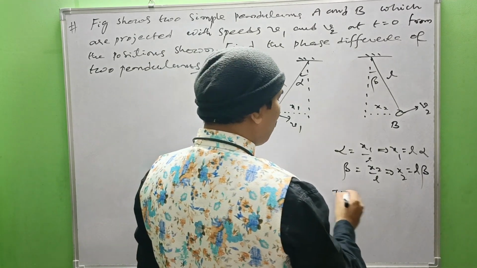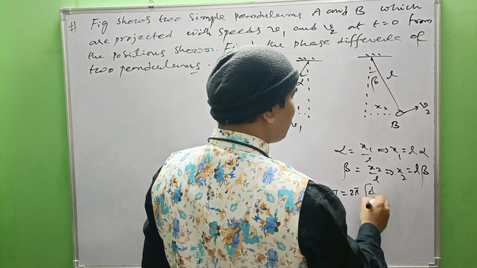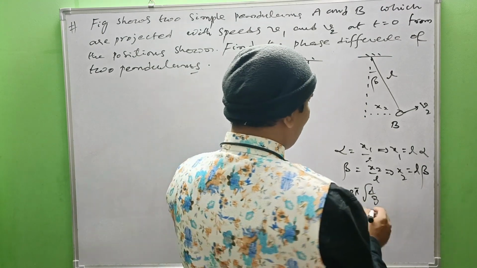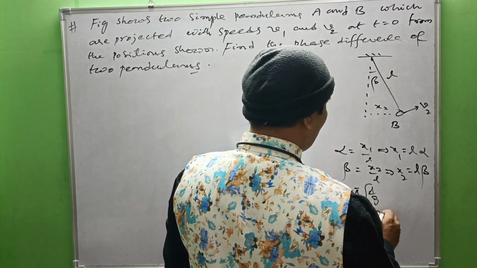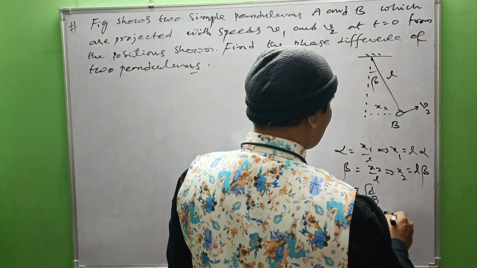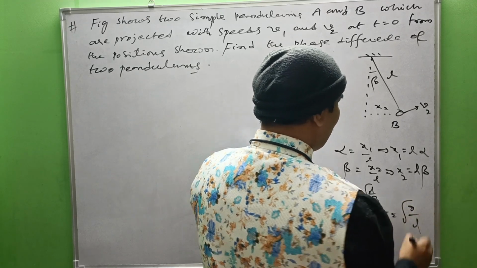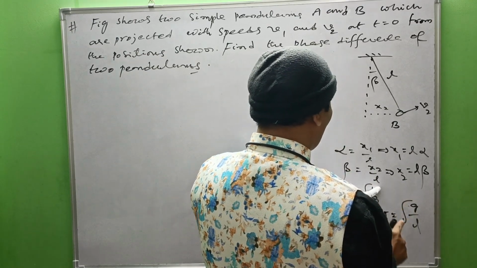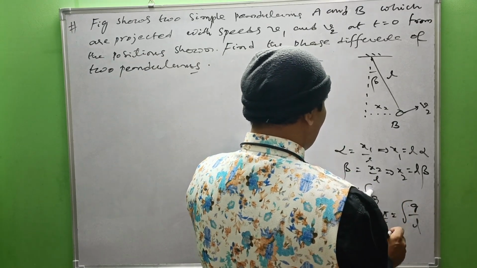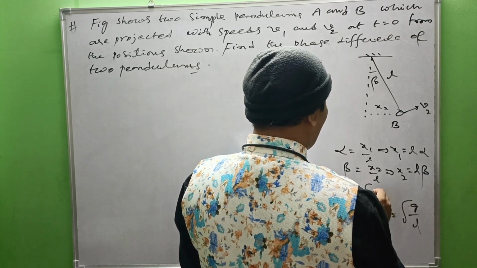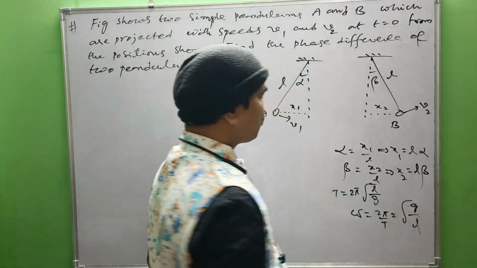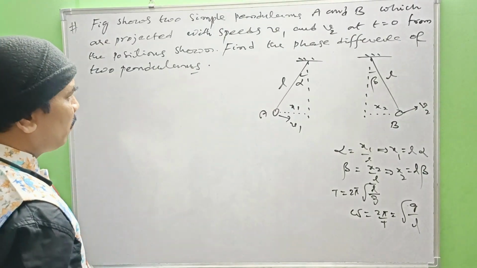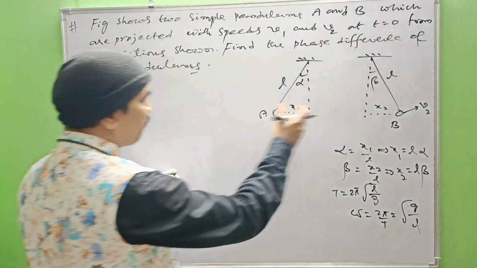That is T equal to 2 pi root over L by g, which implies omega equal to 2 pi by T, that is root g by L. So for both pendulums, omega equal to root g by L. Both are having the same angular frequency. Right? Now, how to get the amplitude for both pendulums here?